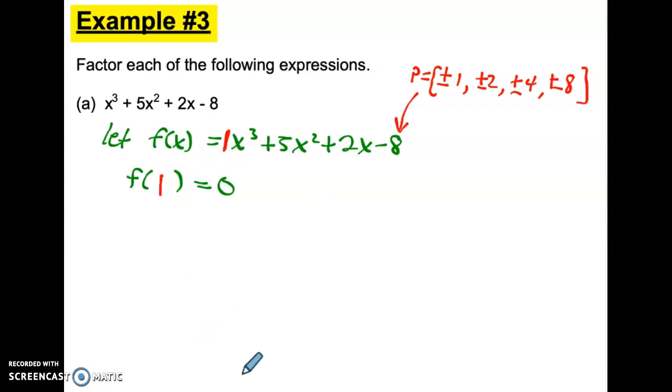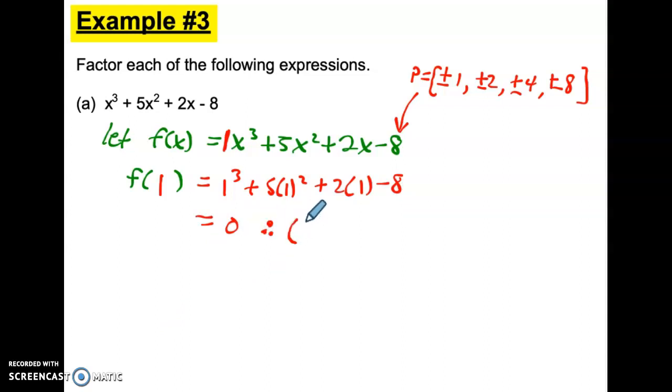So off to the side, I can plug it in here. And we'll actually see if it works out. So 1 cubed plus 5 times 1 squared plus 2 times 1 minus 8. So that would be 1 plus 5, which is 6, plus 2, which is 8, minus 8. It does, in fact, equal 0. And because it equals 0, we know that x minus 1 is a factor. Okay, and that's by the factor theorem. Because there was a 1 here, x minus 1 is a factor.